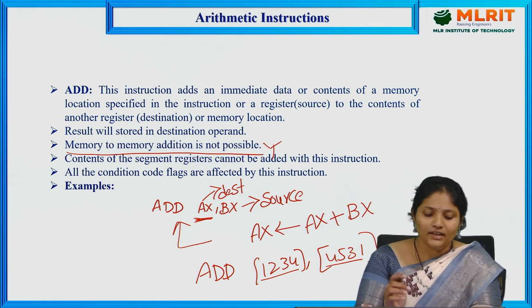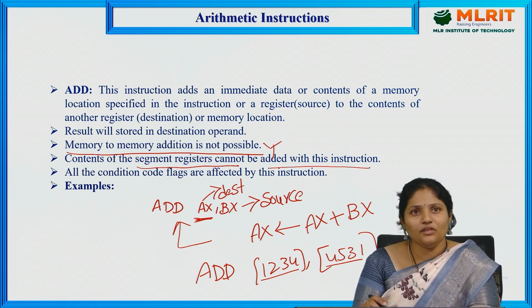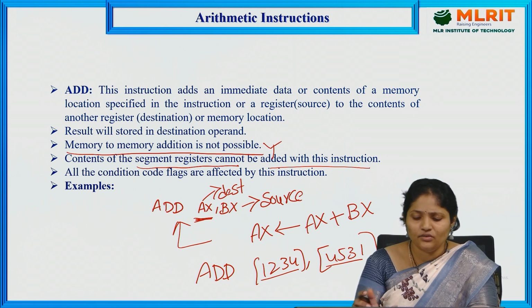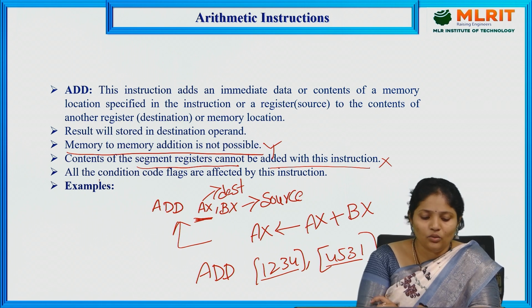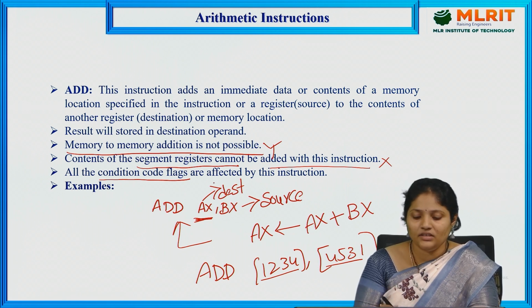The contents of the segment registers cannot be added with this instruction, and such an instruction is also not present in the 8086 microprocessor. The condition codes, such as the zero flag, sign flag and parity flag, in the flag register may be affected after performing such instructions.